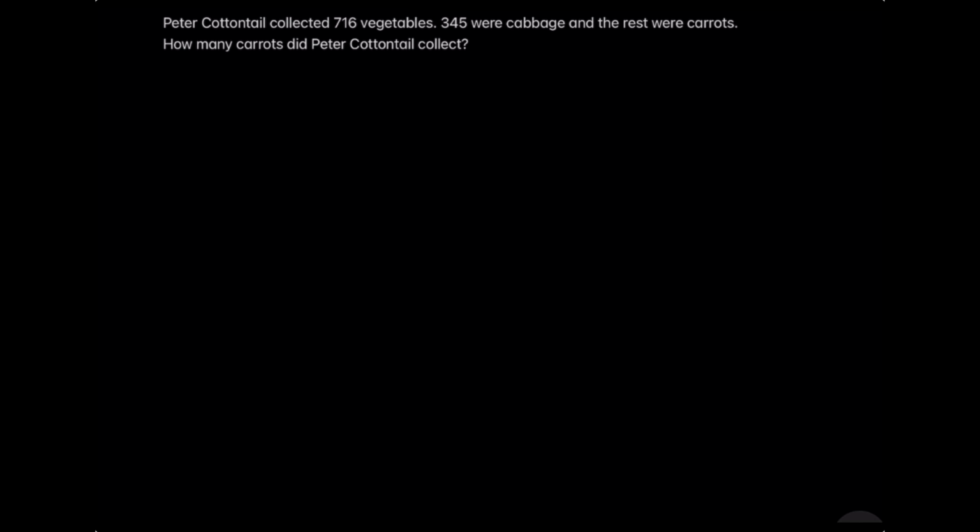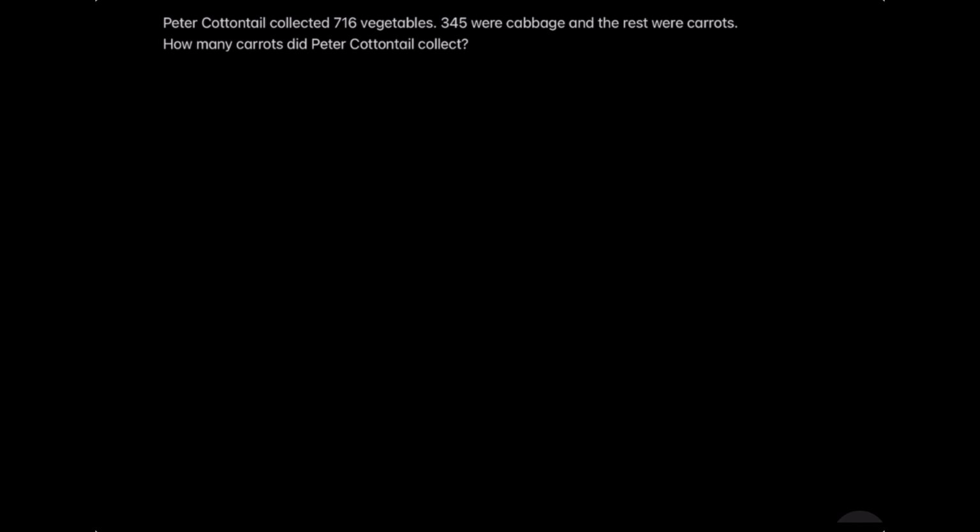I will model this problem for you, and then we'll do another one where you get to practice on your own. Let me read the problem to you twice, and we'll figure out what we know and what we don't know. Peter Cottontail collected 716 vegetables, 345 were cabbage, and the rest were carrots. How many carrots did Peter Cottontail collect?